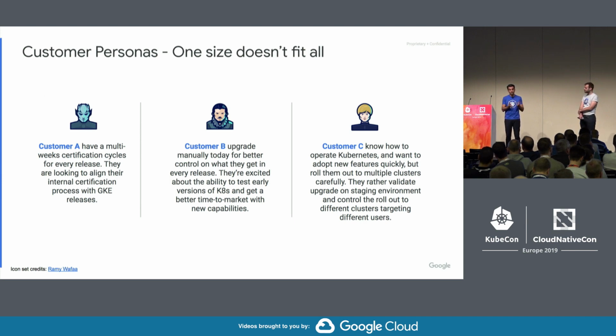Just to give you some examples, customer A may have multi-week certification cycles for every release. They're looking to align it with their internal processes. Customer B doesn't really use auto-upgrade, but they upgrade manually to get better control. They're very excited about the ability to test early versions of Kubernetes. Customer C is very self-sufficient, they know how to use Kubernetes, and they want to adopt features quicker and roll them out to multiple clusters. They also want to maybe validate the features and the releases on a staging environment before they roll them out into production.